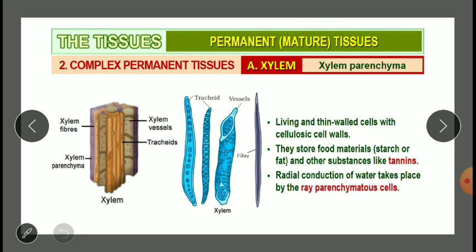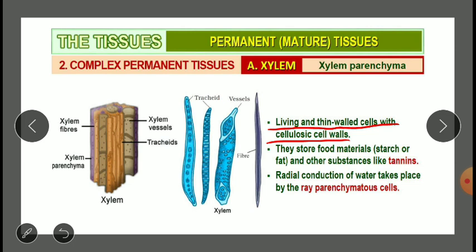The last element of the xylem is the xylem parenchyma. This xylem parenchyma is the one and only living tissue present in the xylem. It consists of living, thin-walled cells with a cellulosic cell wall.